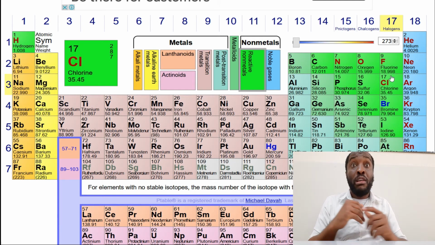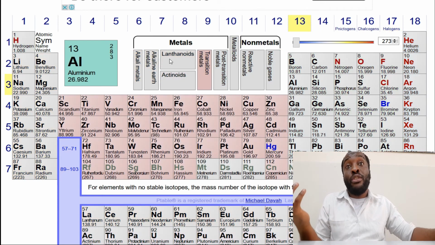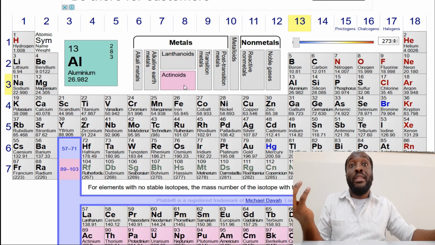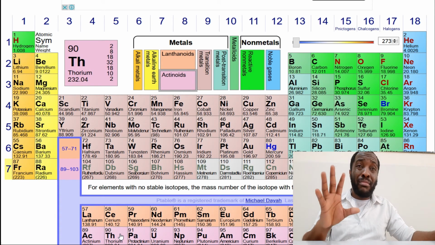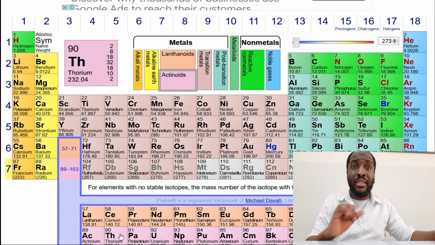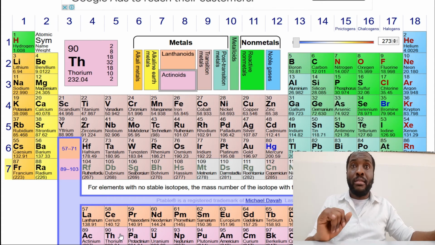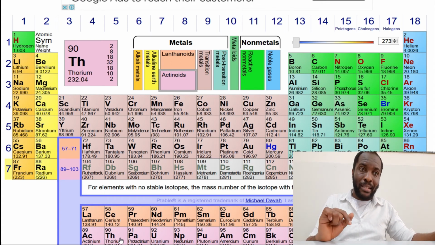And of course, we also have some extra features on your periodic table, which include the lanthanoids and the actinoids. All this, you just need to know them, but you don't need to go into full details as far as these extra features are concerned.